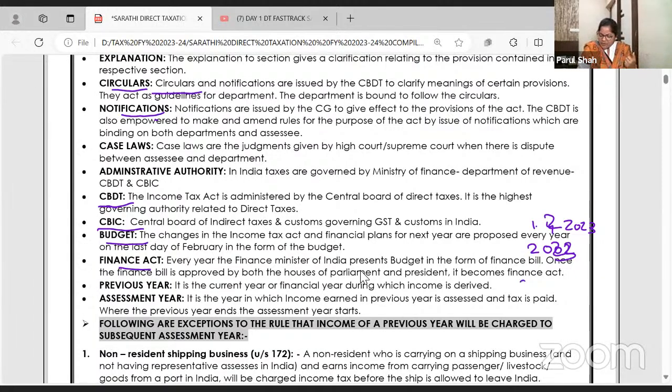So what is a financial year, for all the exams of 24, CA, CMA, CS? Financial year is 23-24. Assessment year is 24-25. Financial year, or previous year, is the year in which you earn the income. On that income, tax is payable in the next year, that is 24-25, and that is the assessment year. So what is the previous year? 23-24. What is the assessment year? 24-25. Whatever you earn in 23-24 is assessed and you pay tax.